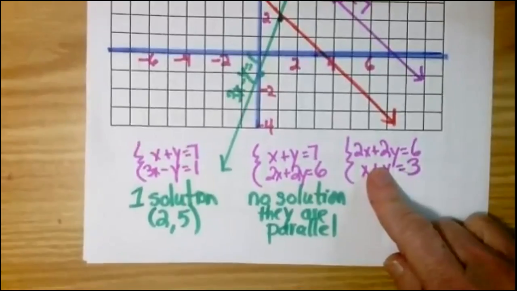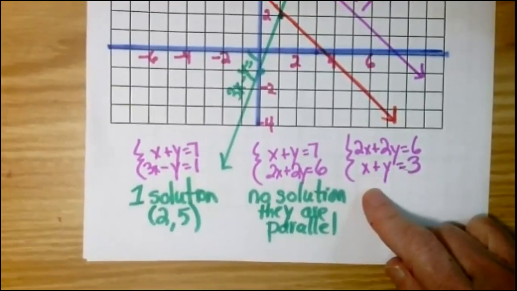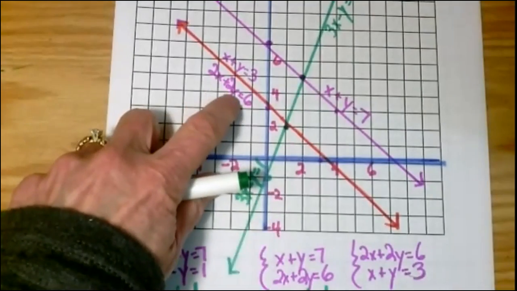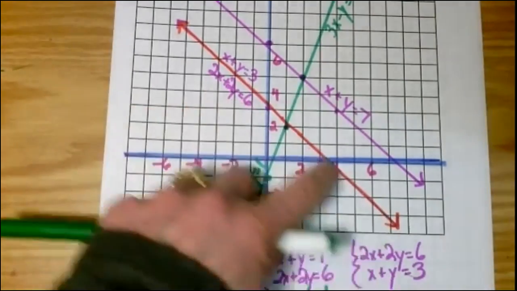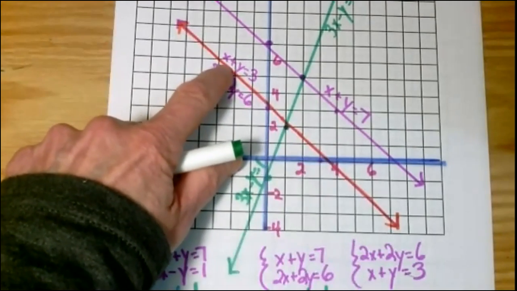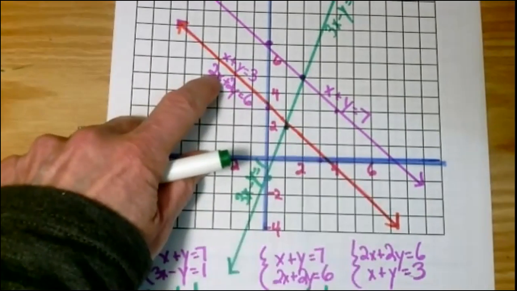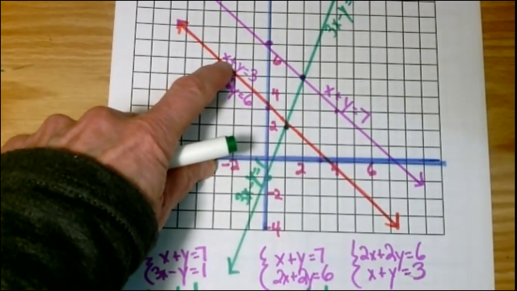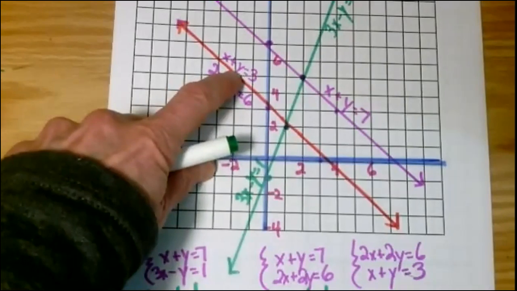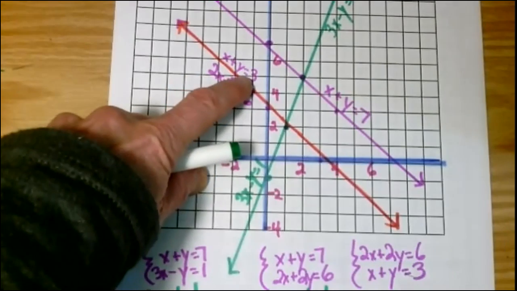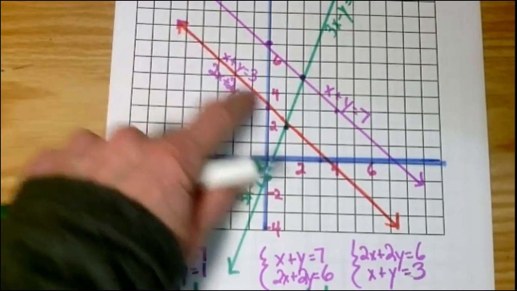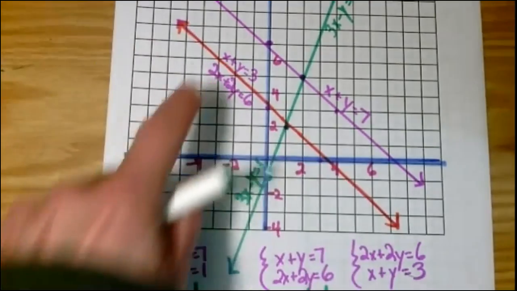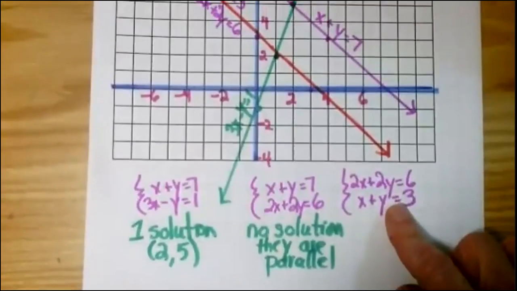Okay, let's look at this one. 2x plus 2y equals 6 and x plus y equals 3. Well, this is 2x plus 2y equals 6. This is also x plus y equals 3. If you notice, all I did was multiply this equation by a 2. 2 times x is 2x, 2 times y is 2y, 2 times 3 is 6. This is the exact same line. So how many solutions does this system of equations have?